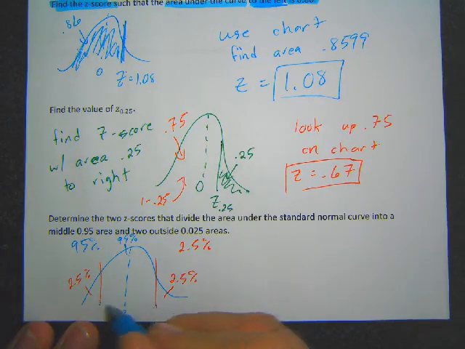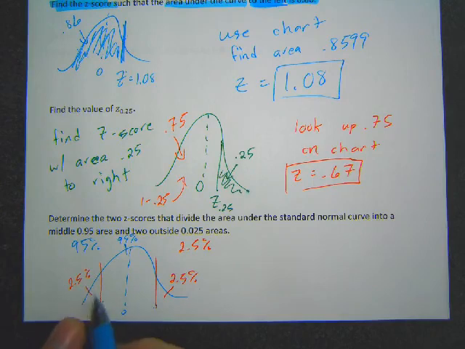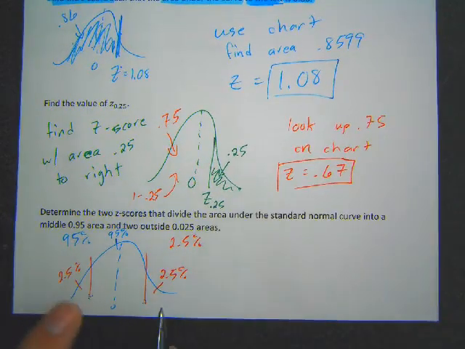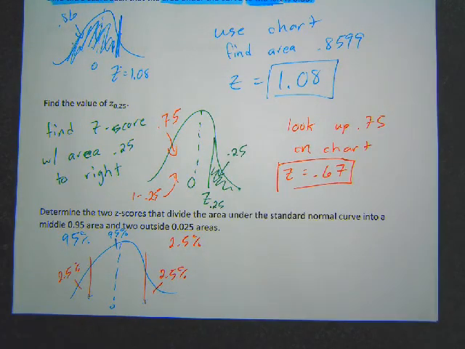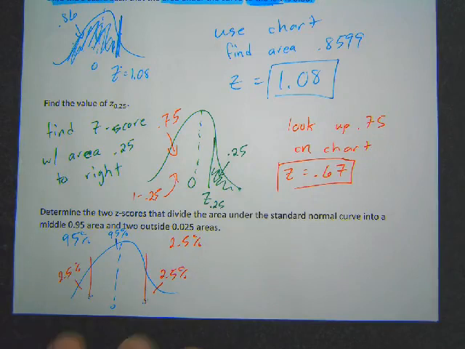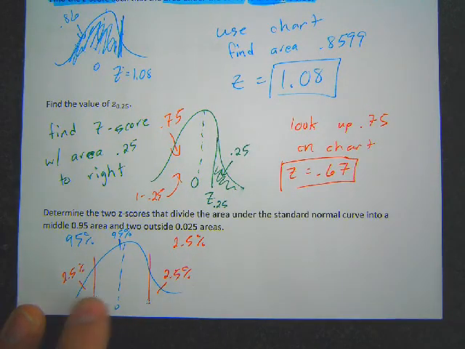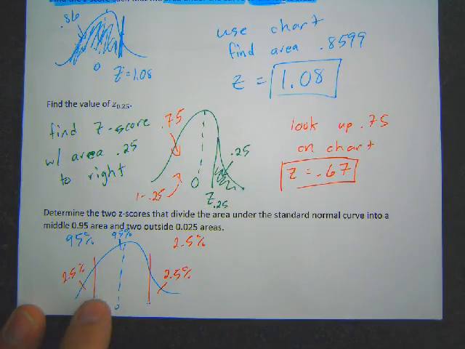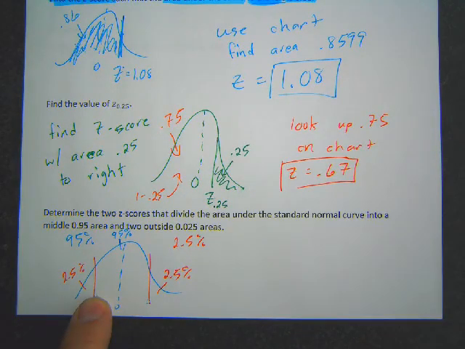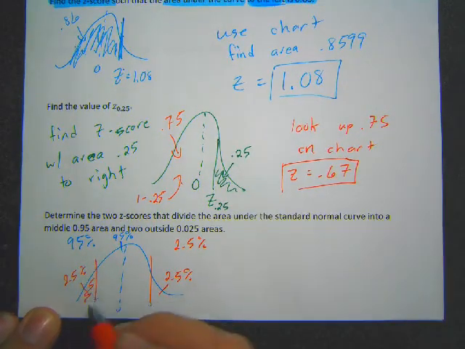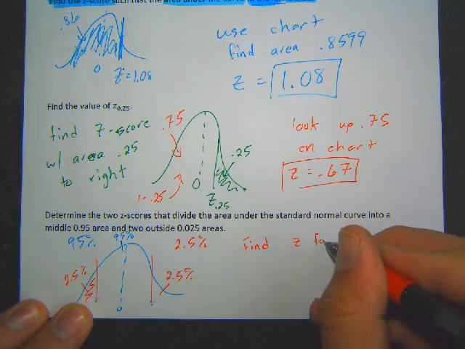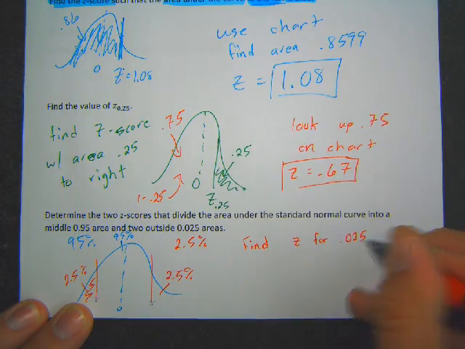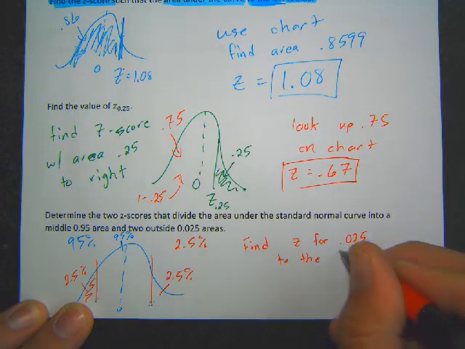One's negative because it's on the left, one's positive because it's on the right, but they both should have the same kind of area away from them. So you have to be the same distance out to make them the same shape. So these z-scores are going to be similar, but they're going to be opposites. That means we don't really need to find both. We just need to find one. I think the easiest one to find is the one that is to the left, has 2.5% to the left, because that one, we can use our chart that works to the left. So we're actually going to find this one. So find z for 0.025 to the left.